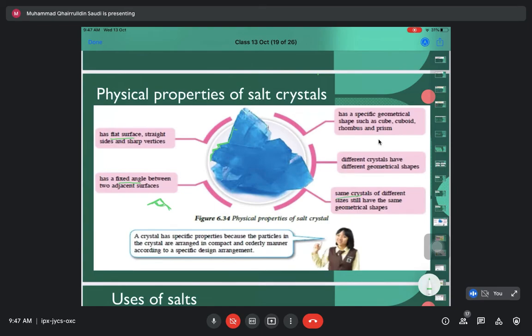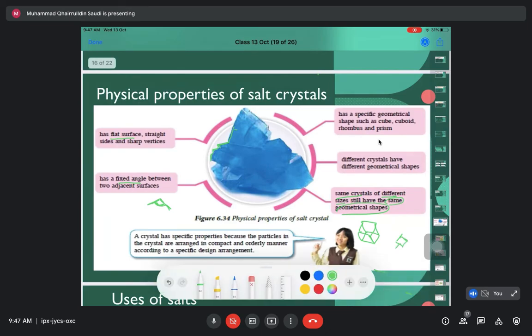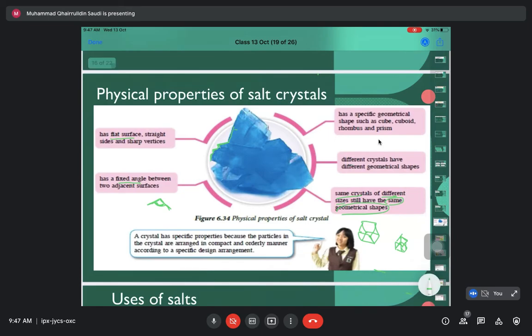Same crystal of different size still have the same geometrical shapes. Meaning kalau dia NaCl, sodium chloride yang besar, dengan sodium chloride yang kecil, masih ada bentuk yang sama. Besar atau kecil, dia masih geometrical shape yang sama. Different crystal have different geometrical shape. Kalau dengan salt lain, selalunya bentuk geometrical dia lain. It has a specific geometrical shape seperti cube ke, cuboid, rhombus ataupun prism. Itu adalah physical properties of salt crystal.